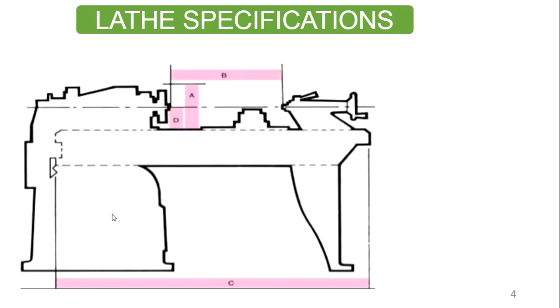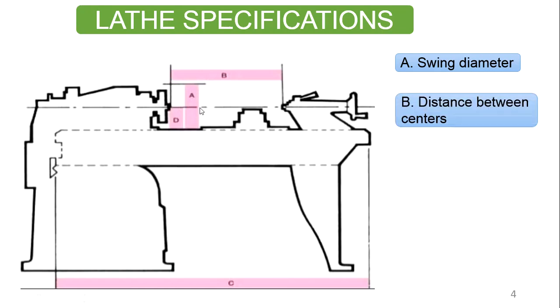Now the first important specification of the lathe machine is the swing diameter, that is the maximum diameter of the workpiece that can be rotated over the bed. So this is a very important consideration. Then second is the distance between centers, B, headstock center and tailstock center, that is the maximum length of the workpiece that can be held for machining. Then the length of the bed, that is C, the maximum length of the bed. So this is also a very important specification for the lathe machine.